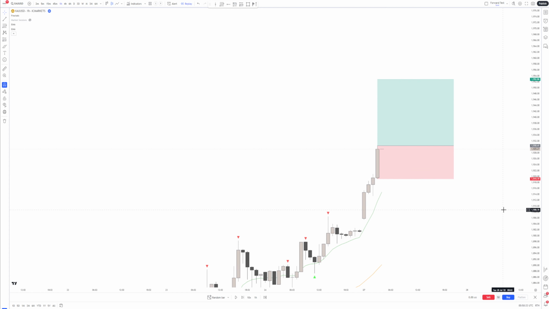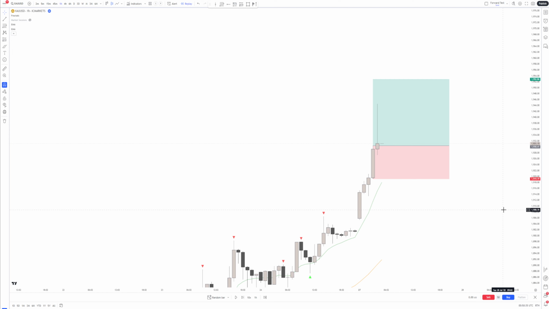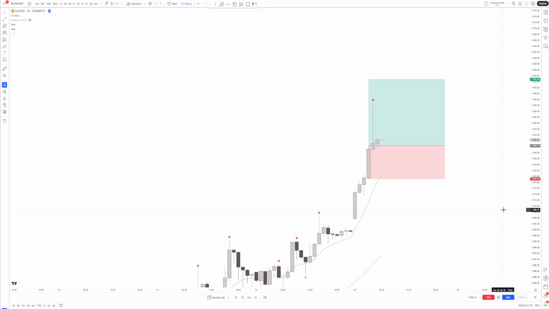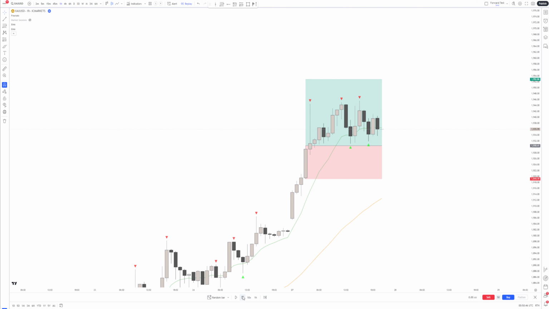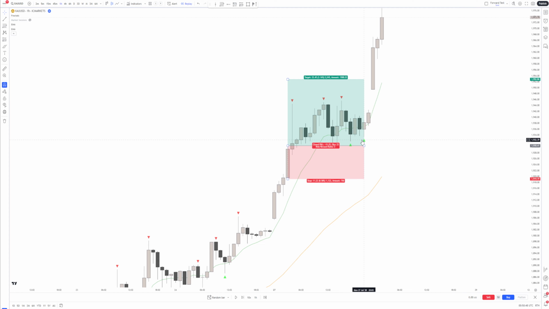Okay. Does it tag us in? Yes, it tags us in, but it's quite a big wick. It's a huge wick. Okay, price is still solid and still going up. Okay, yep. So that's another win.